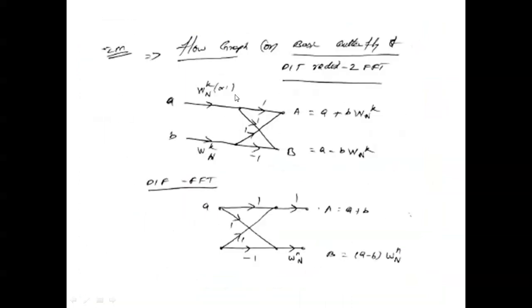Okay, this is the formula. For DIT, the formula is a plus b, and a minus b times the twiddle factor. Here we are going to talk about DIF: the first half is a plus b, and the second half is a minus b, the whole bracket multiplied by the twiddle factor. This is what we have to see.